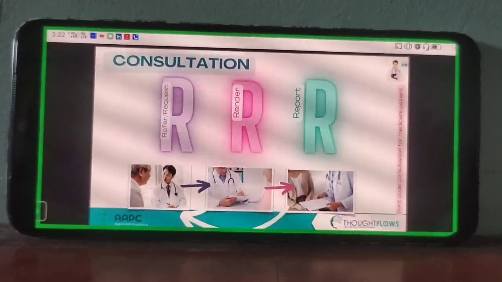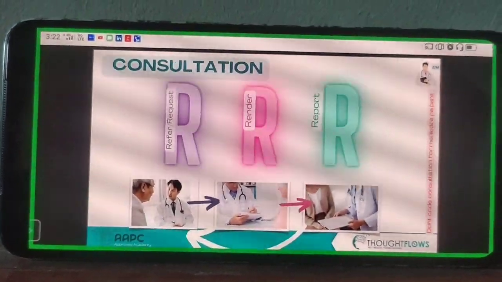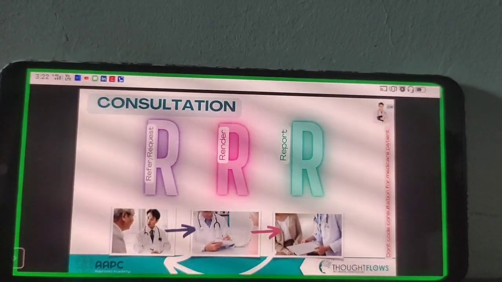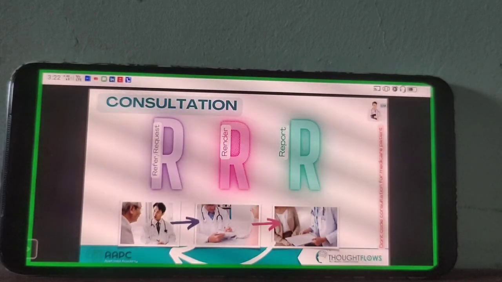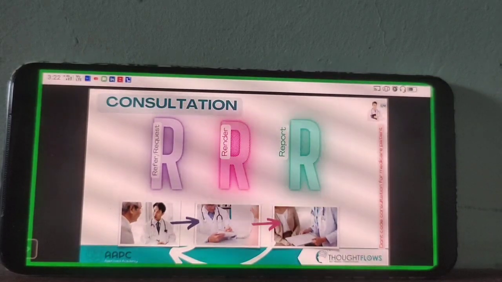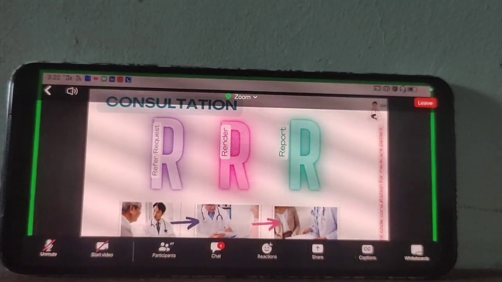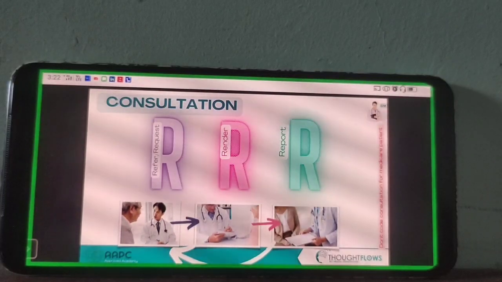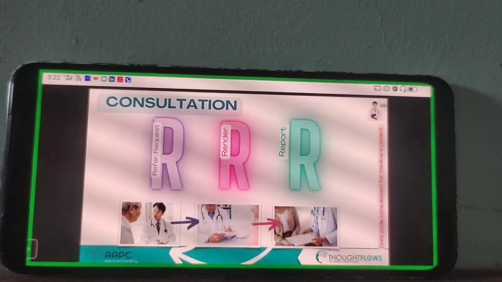These consultation codes are not applicable for Medicare patients. What is the meaning of refer? Refer means a doctor refers a patient to another doctor. For example, I am a patient, so I am going to meet a doctor. That doctor refers me to another doctor. That is reference.